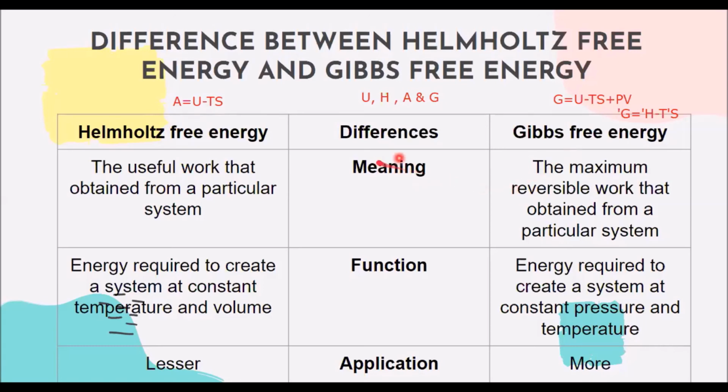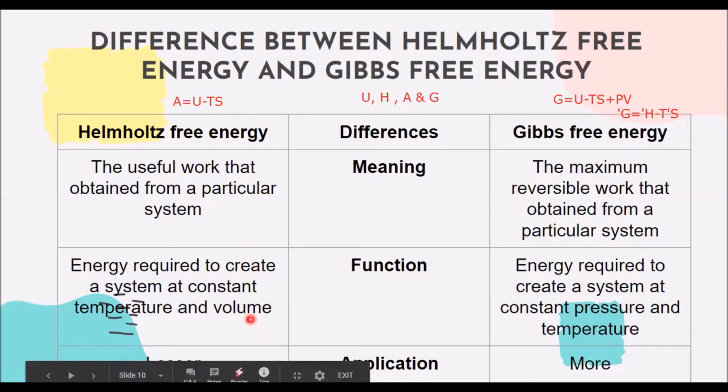To conclude, Gibbs free energy and Helmholtz free energy are two thermodynamic terms used in describing the behavior of a system thermodynamically. Both these terms include the internal energy of the system. The main difference between Gibbs and Helmholtz free energy is that Gibbs free energy is defined under constant pressure, while Helmholtz free energy is defined under constant volume.